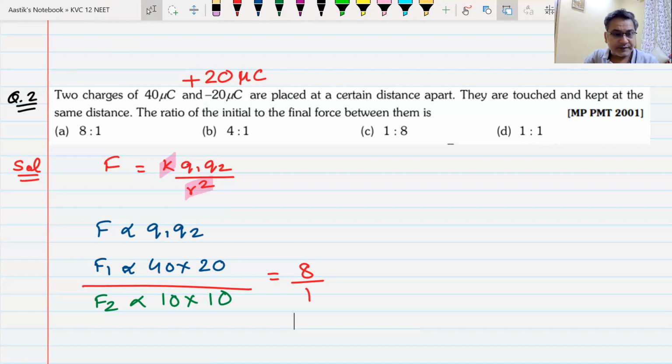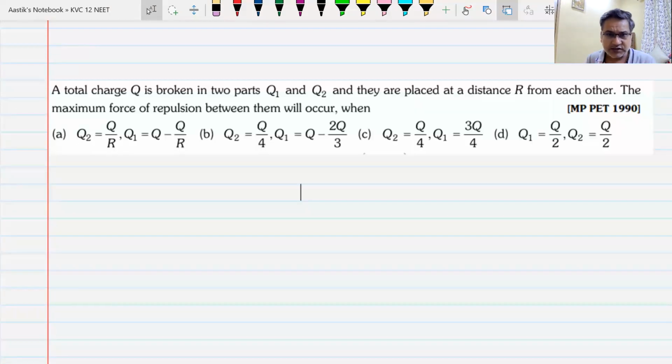Now, this is one of the very pet questions that has come in many exams many times, and I won't require you to solve it. I would just require you to remember this and remember the answer for this one. So the question goes like this: you have a charge Q, and you divide it in two parts, Q1 and Q2, and you place it at a distance R. You are supposed to find out when will maximum repulsion occur, and in what ratio you should divide those charges so that the repulsion or the force between them is maximum.